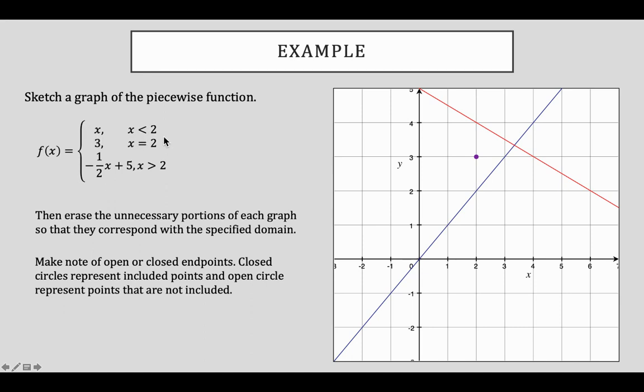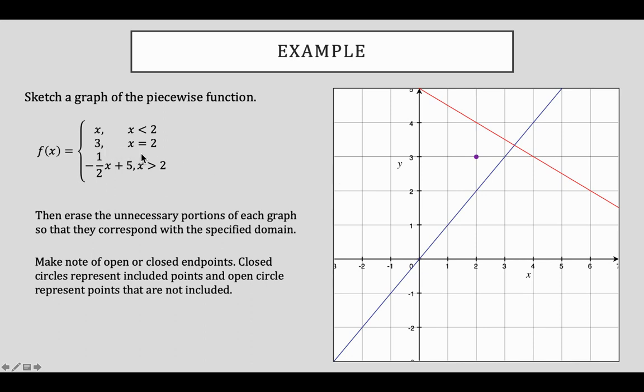Okay, so let's look at this first piece. Again, plug in the endpoint. When I plug in 2 for x, I get out 2. That gives me the ordered pair 2, 2. But because there is no equal component here, I'm going to put an open circle at 2, 2. After I do that, I can erase the portion of the blue line that is to the right of that open circle, because I only want x values that are less than 2.